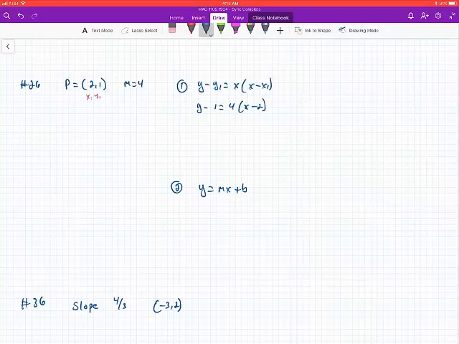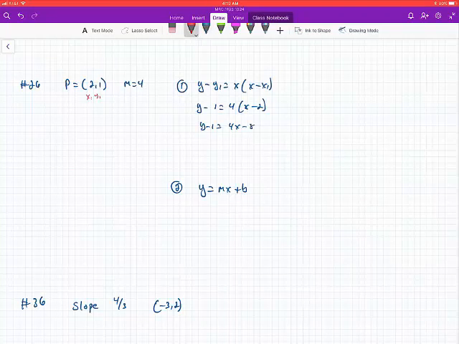y minus 1 is equal to 4 times x minus 2. Now, the next thing that we're going to do, which is not really asked of us here, is finish this off so we can find the final equation of the line that passes through (2, 1) and has a slope of 4.